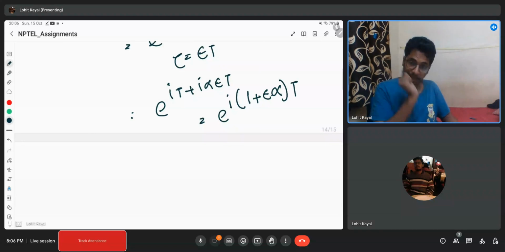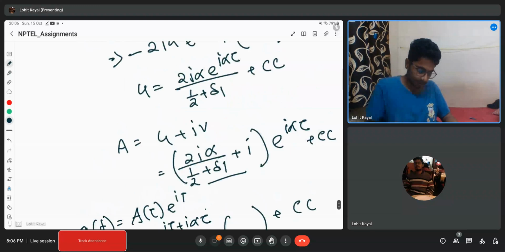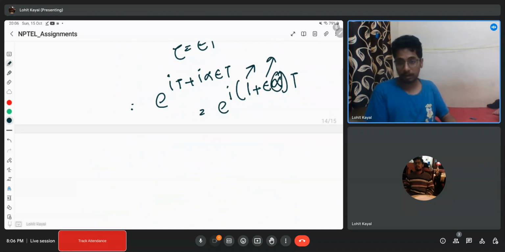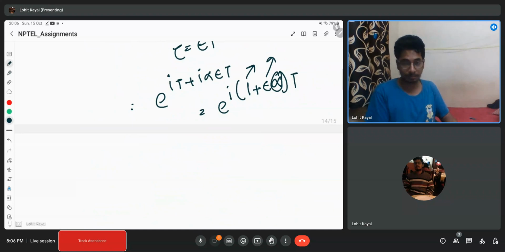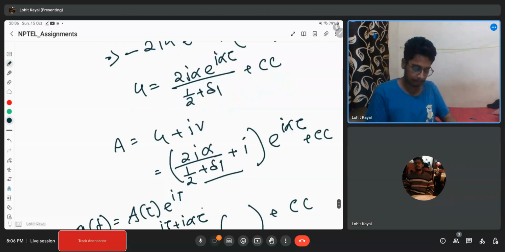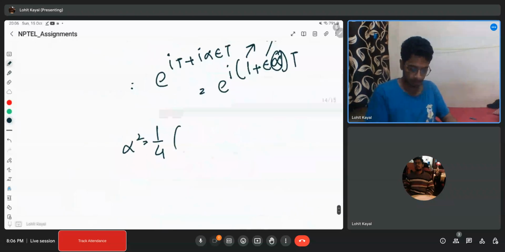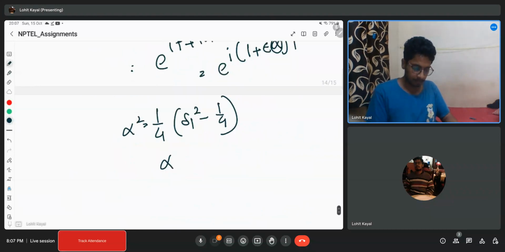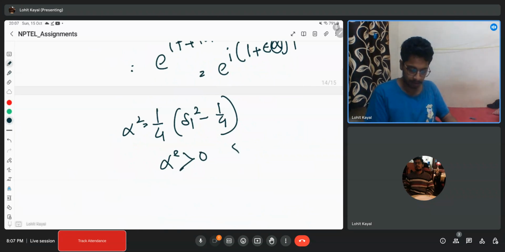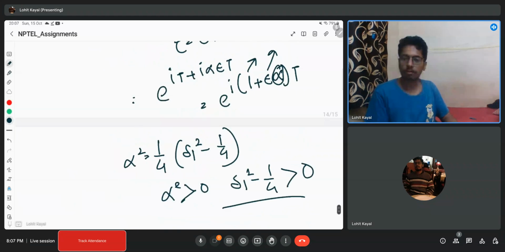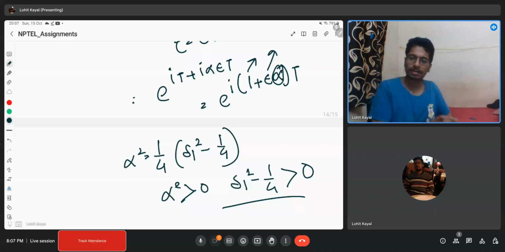Now see, here is an interesting thing. This is a real number. Epsilon is small and a real number. But what about alpha? Can we say that this is a real number? What is the expression of alpha square? Alpha square equals 1 by 4 into delta 1 square minus 1 by 4. Now alpha square is greater than 0 when delta 1 square minus 1 by 4 is greater than 0. That means alpha is a real number. For a real number, I don't have any issue. It will be an oscillatory solution. That is our desired result.